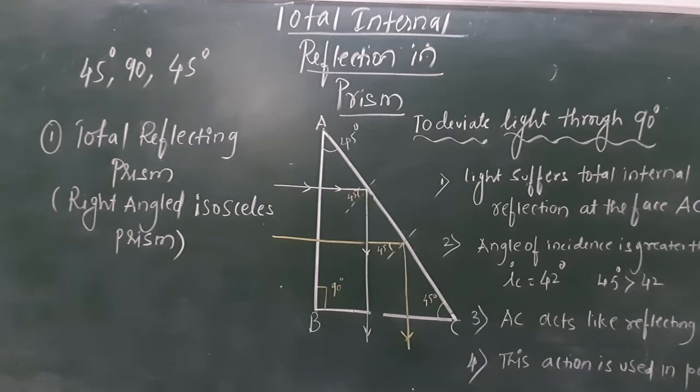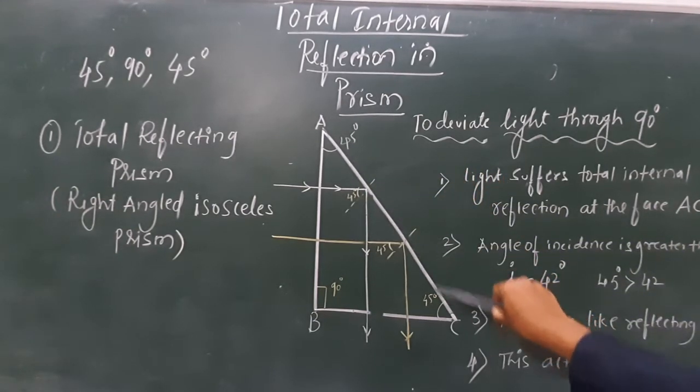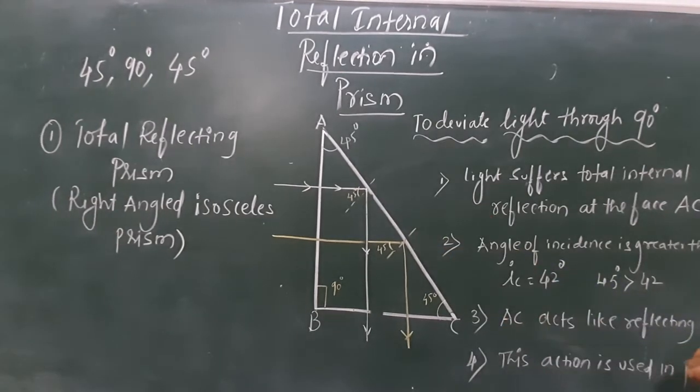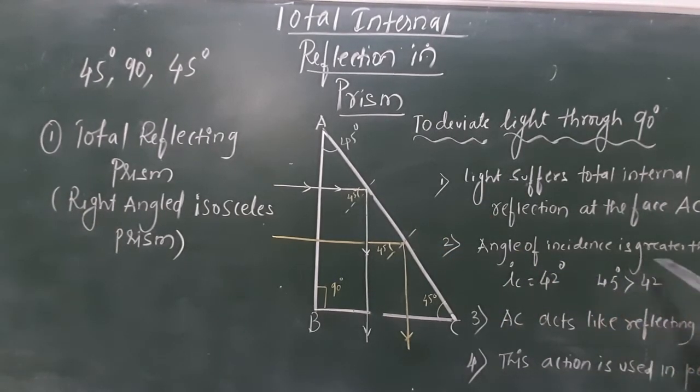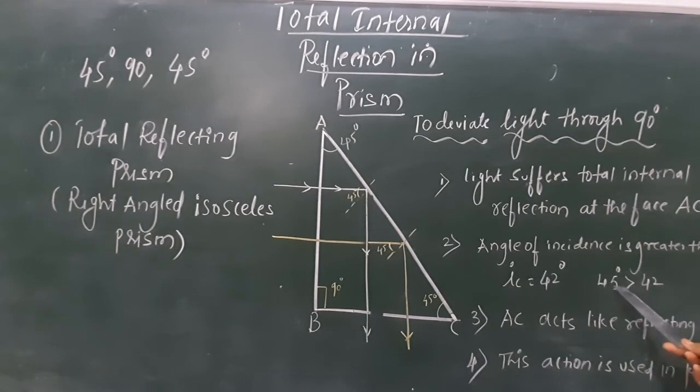Now let us see what the conditions are. The light suffers total internal reflection at AC. So where exactly on the surface is total internal reflection occurring? On AC, right? Second point, the angle of incidence is greater than its critical angle. The critical angle for glass and air is 42 degrees, right? But it is incident at 45 degrees. So it is greater, so total internal reflection occurred.